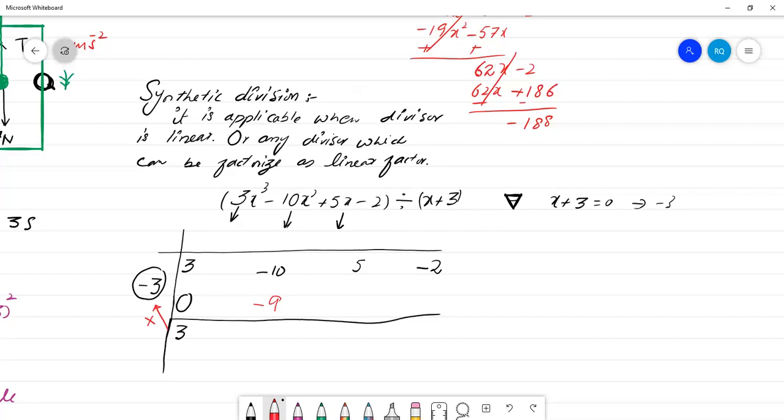Add again, you have to add, that method is also called add and multiply. Add the column and multiply with this number, so you will get the 19. अब ये जो आंसर आया है इसको आपने इसके साथ मल्टीप्लाई करना है नेक्स्ट कॉलम में। तो क्या आंसर आया, -19 - 3, it becomes 57. Again add, it becomes 62.